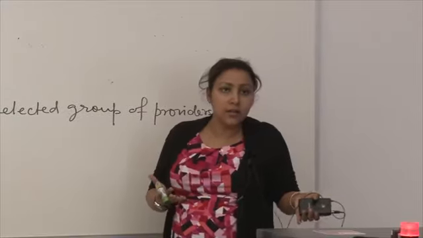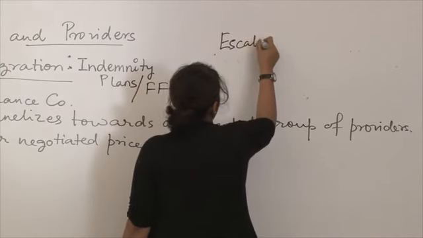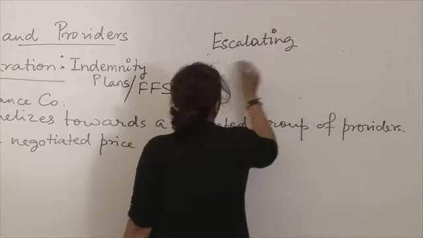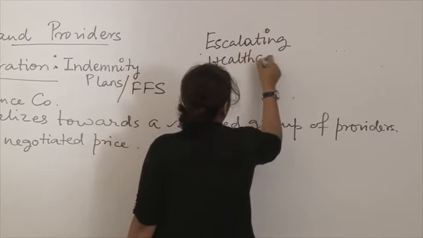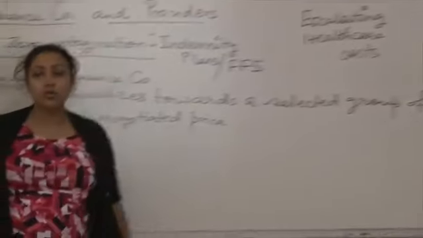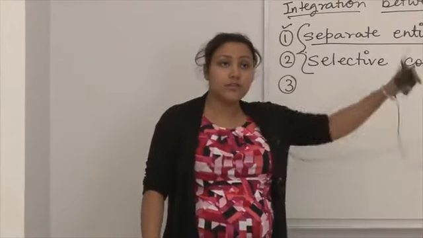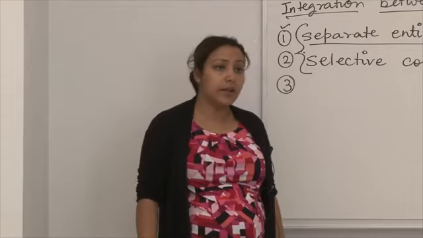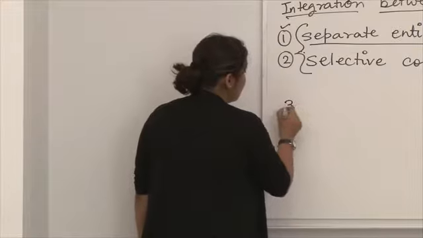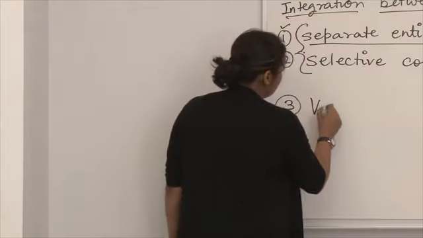So the patients are at the receiving end of escalating healthcare costs. So obviously these are not two good things to deal with. So there must be something else which kind of cures or addresses that problem of very high healthcare cost. That third system, which tries to solve the problem of healthcare costs, is known as vertical integration.